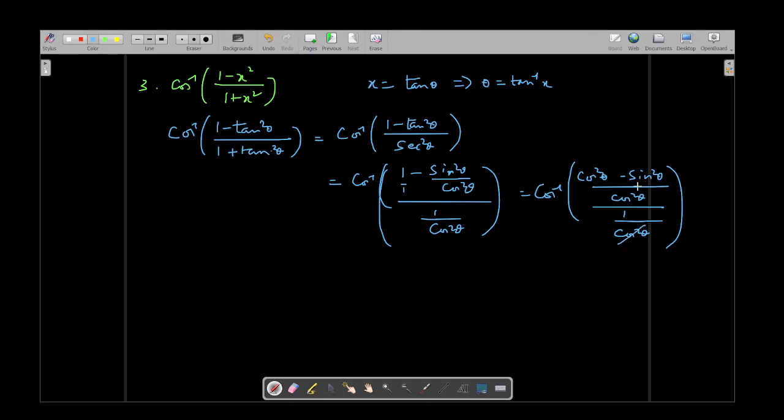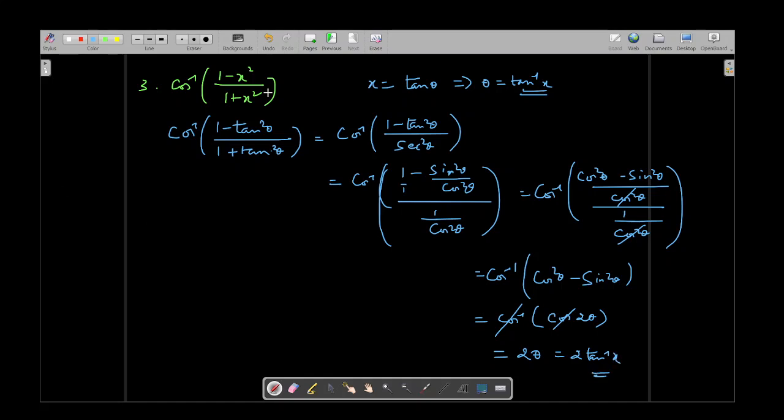I can cancel cos square theta and cos square theta. So I'm left with cos inverse of only cos square theta minus sin square theta. So this is cos inverse of cos square theta minus sin square theta, which is cos 2 theta. I can cancel cos inverse and cos. So I'm left with 2 theta, but theta is tan inverse of x. So this function is 2 tan inverse of x.